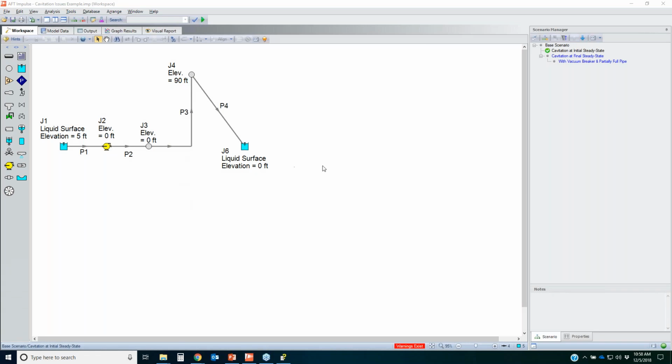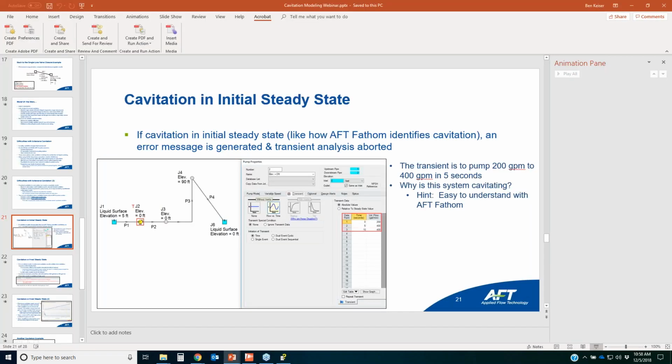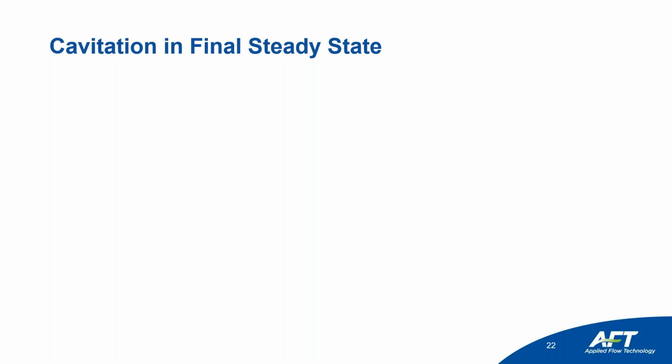And so that's an effective way to be able to look at it. The other situation is if you are cavitating in the final steady state.